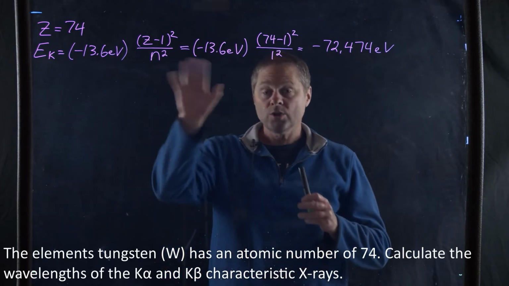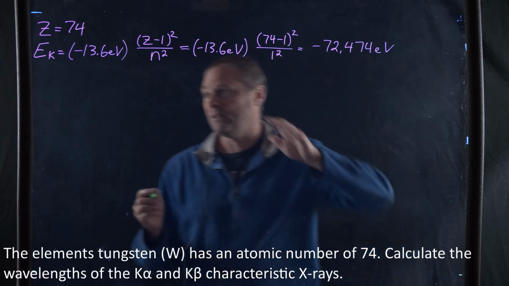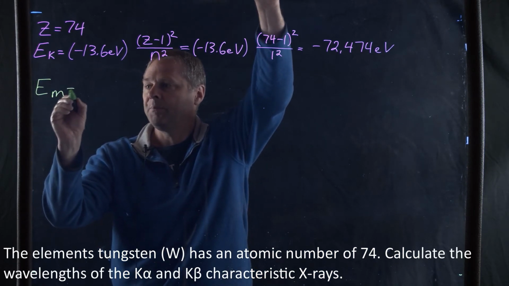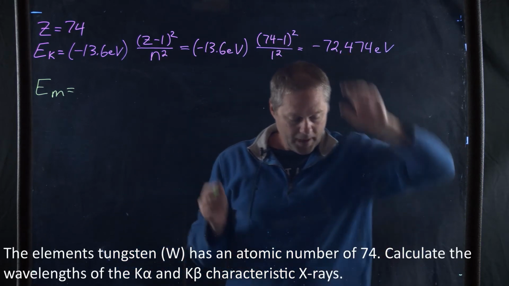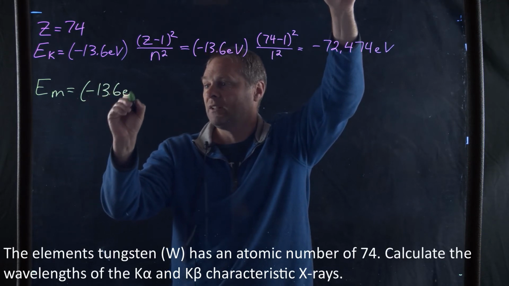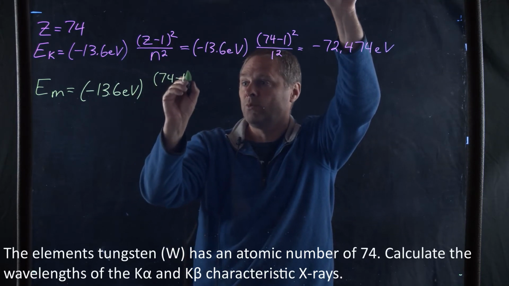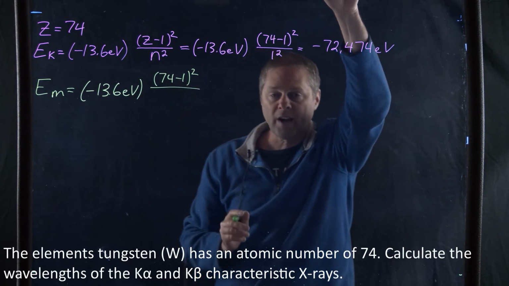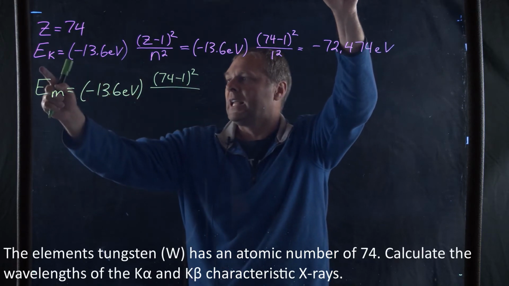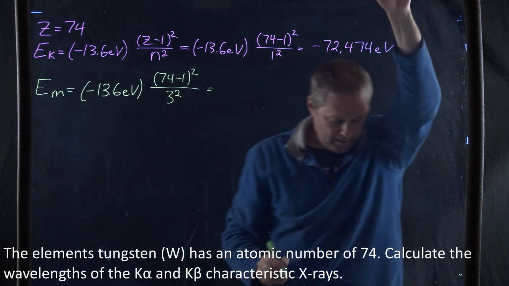Now we're back. We're still going to be working with the EK line, which is the first line. Now we want to find the K beta line, so we're going to look at EM, which is the next one. For that, we use the exact same equation: negative 13.6 electron volts, still dealing with tungsten, so 74 minus 1 quantity squared. However, our n is going to be the next one. Remember, EK is at the first orbital, EL is at the second orbital, and this will be at the third orbital.